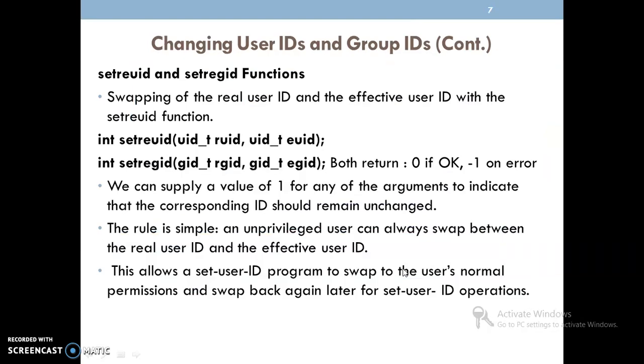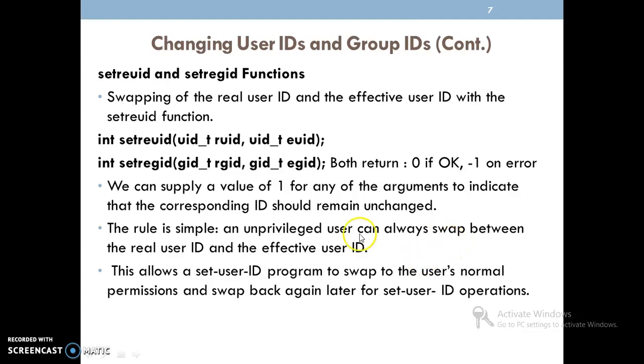In addition to those two functions, we have two more functions here: setreuid, set real and effective user ID, and setregid, set real and effective group ID. The purpose of these two functions is swapping the real user ID and effective user ID. If I want to change the effective user ID to the real user ID and the real user ID to the effective user ID, in that case I need to use the setreuid function. That is with respect to user ID. If you want to change with respect to group ID, then I need to call setregid here.